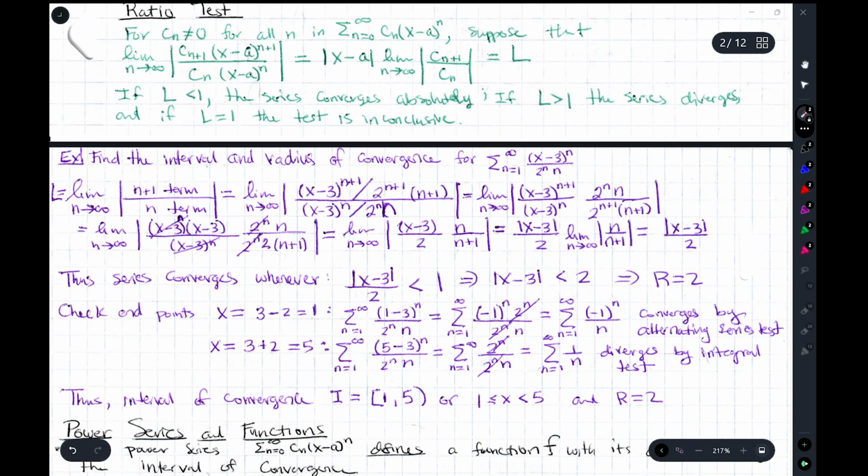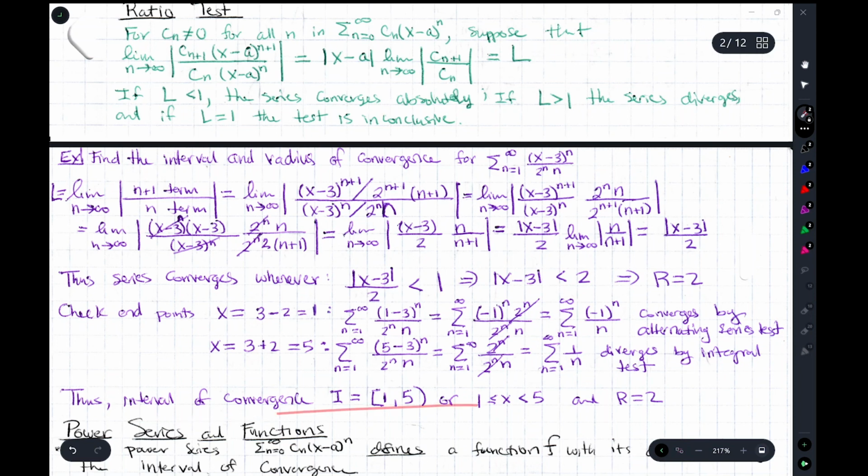This is just a review, but if you want to learn more about alternating series, that's in the Calc 2 series. And for this endpoint, we plug in 5 into here, so we get this 2 to the n there, and we are then left with this. And this is the harmonic series, a common example in Calc 2. It diverges by the integral test.